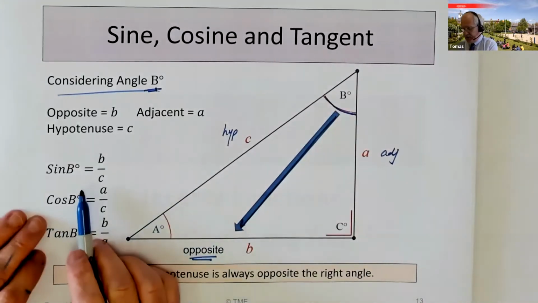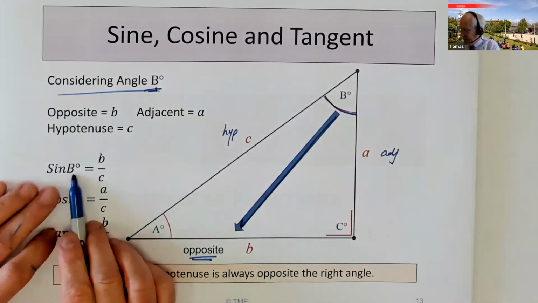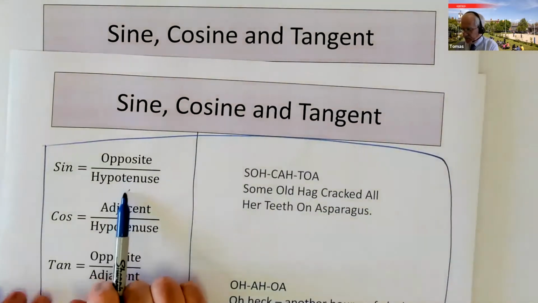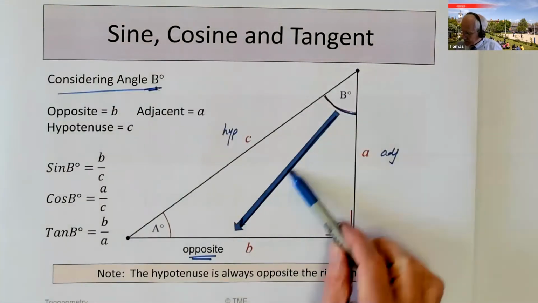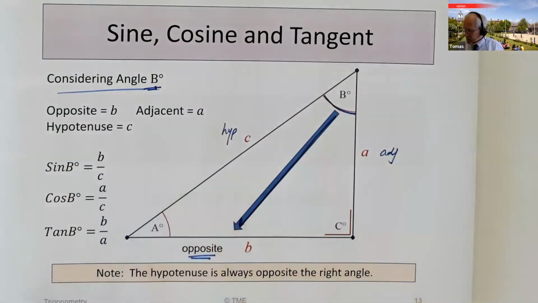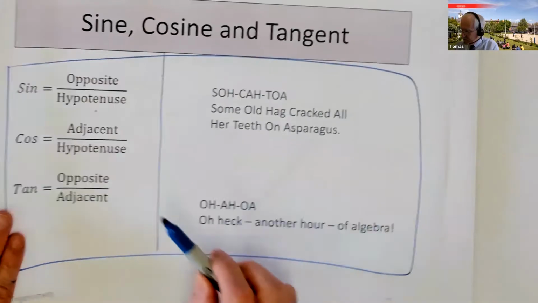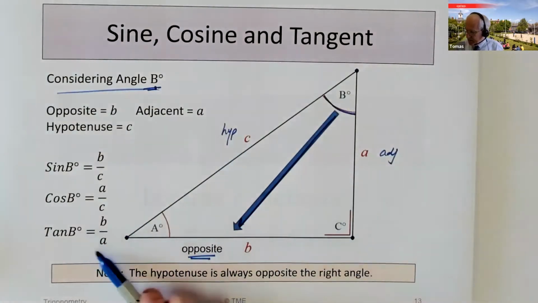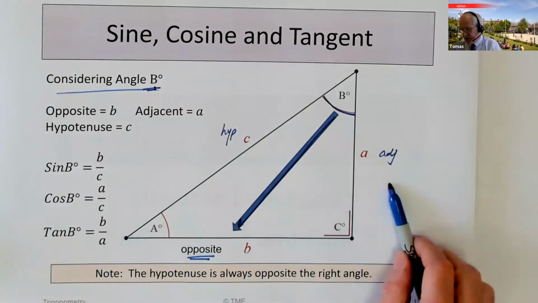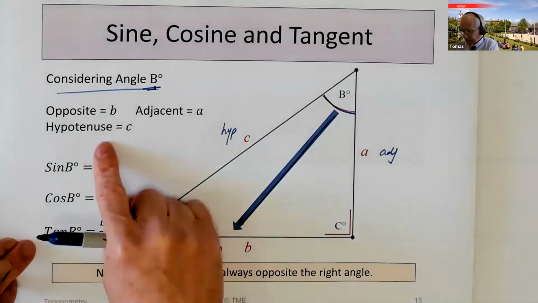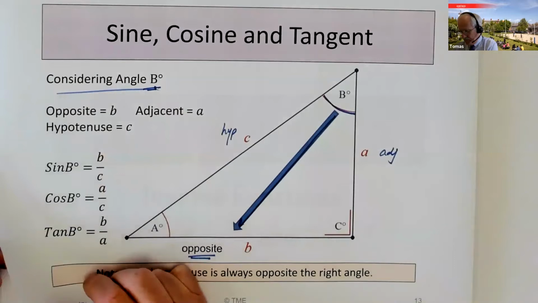So now we can look at it again and say, what's sine of B? Well, sine of B is defined as opposite over hypotenuse. So that would be B over C. Cosine is adjacent over hypotenuse. It's A over C. And the tan is opposite over adjacent. So these values depend on which angle you're looking for.